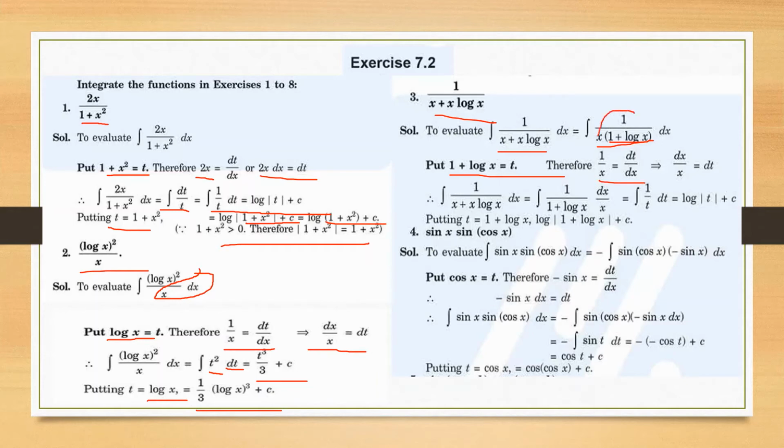So it becomes your dt by t again. See, so it is log mod t, and put back the value of t as log of 1 plus log x mod plus c. Okay.